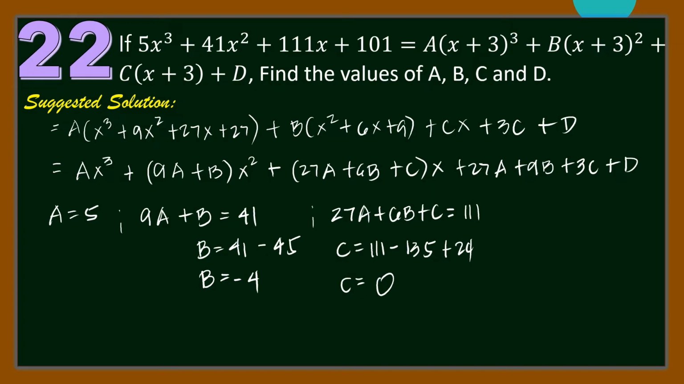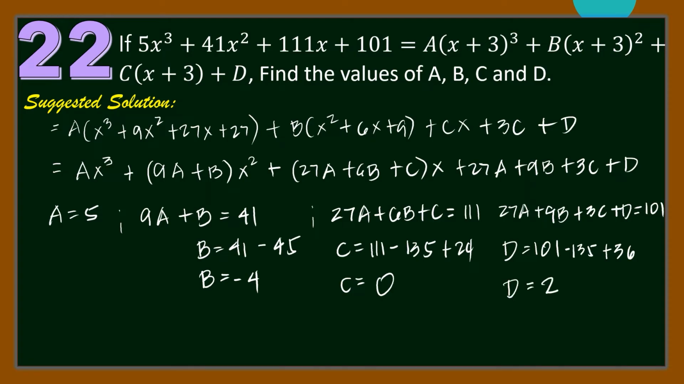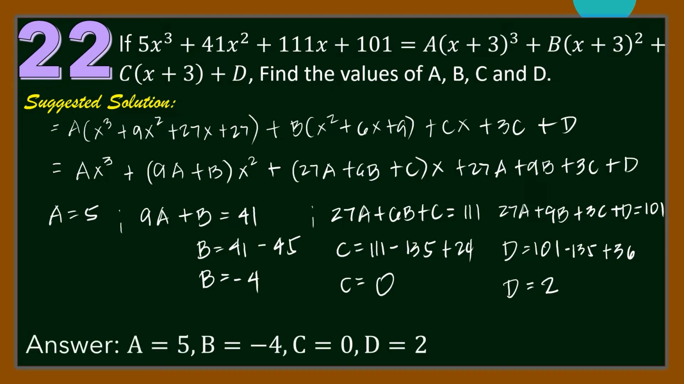Lastly, we have 27a + 9b + 3c + d = 101. Then we have d is equal to 101. 27 times 5 is 135, so we have minus 135. 9 times negative 4 is negative 36, then we have plus 36. 3 times 0 is 0, then d is equal to 2. So we have a equals 5, b equals negative 4, c equals 0, and d equals 2.